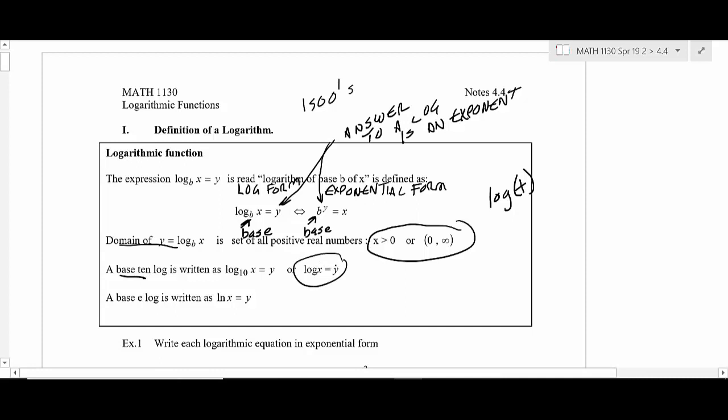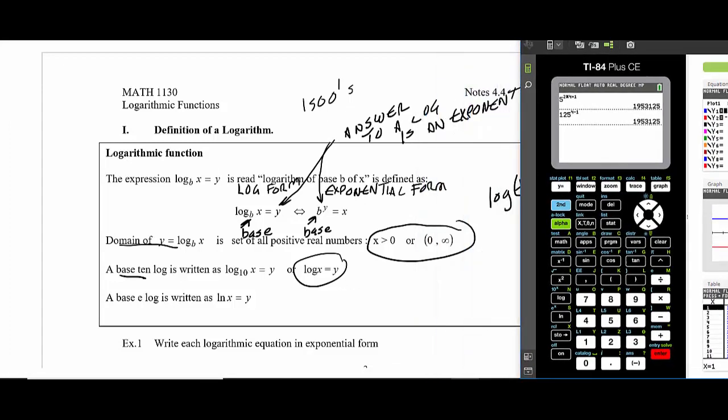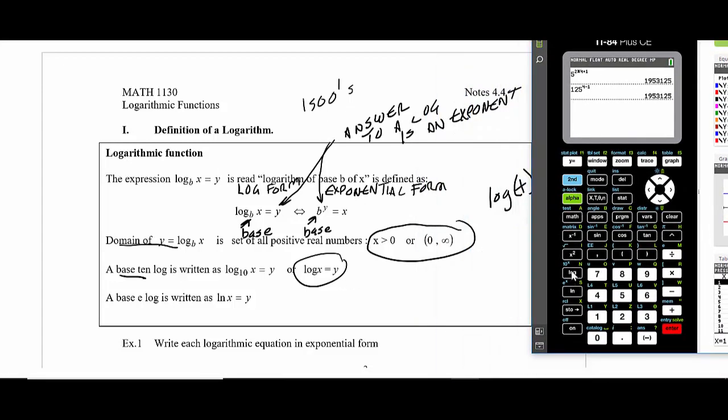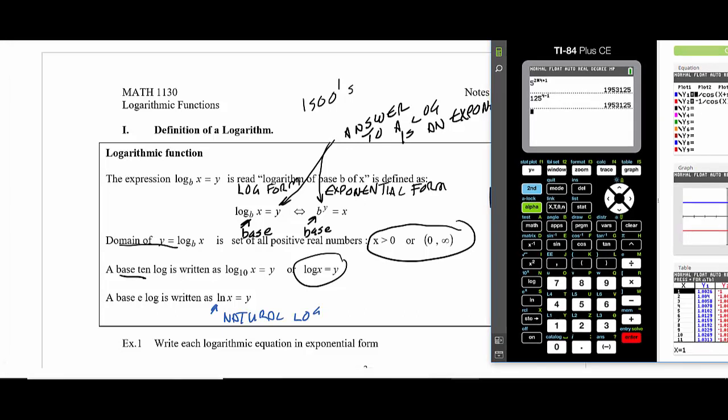You usually just write log. That's the button that's on your calculator. That stands for a base 10 log. So if you've got log, that's always going to tell you it's a base 10. And then if you have ln, a base e, that's called the natural logarithm. So ln just means that you have a base e. Okay, and we talked about e in the last section a little bit when we were working with that then.